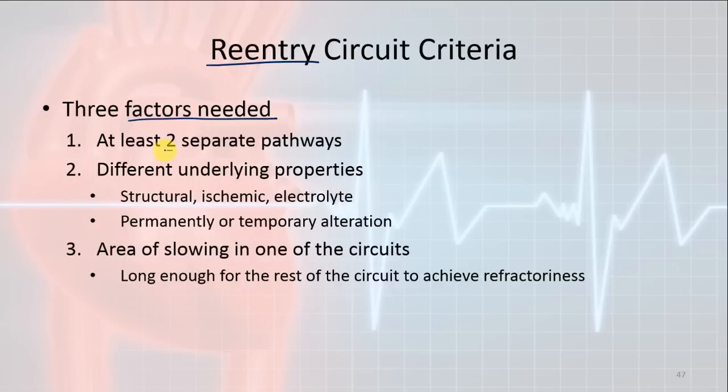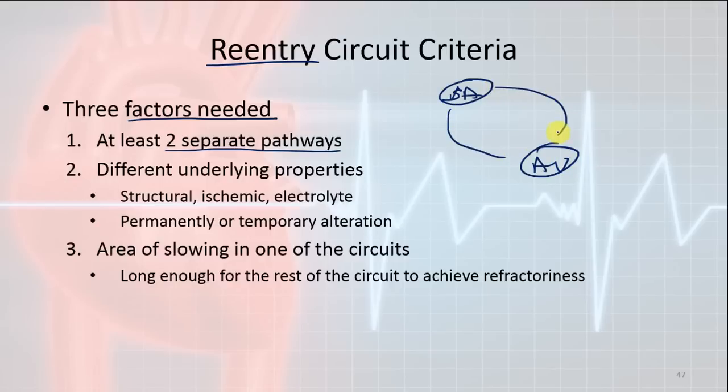The first one is you need to have at least 2 separate pathways. What we're talking about here is, that's your SA node, that's your AV node, and we're going to talk about 2 separate pathways here. I know there's another AV node or internodal pathway here, but we're not going to talk about that. We're just going to talk about these 2 right here. For you to have an AV node reentry tachycardia that involves the AV node and the SA node, you need to have 2 separate pathways. Do you have 2 separate pathways here? Yes, you do.